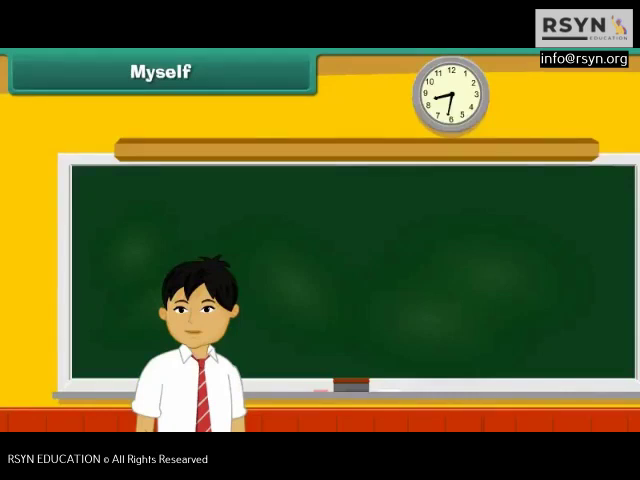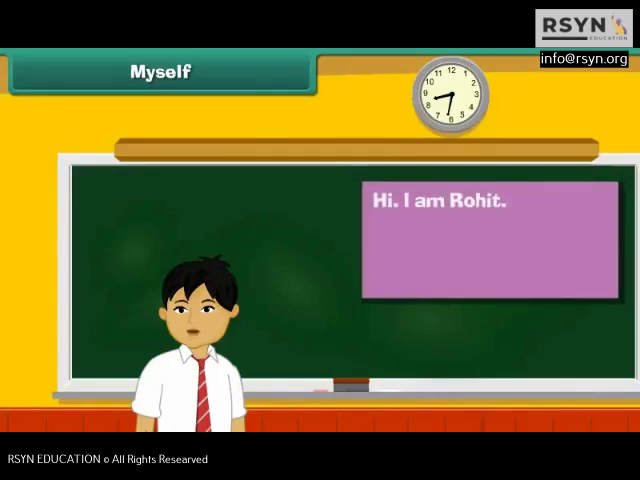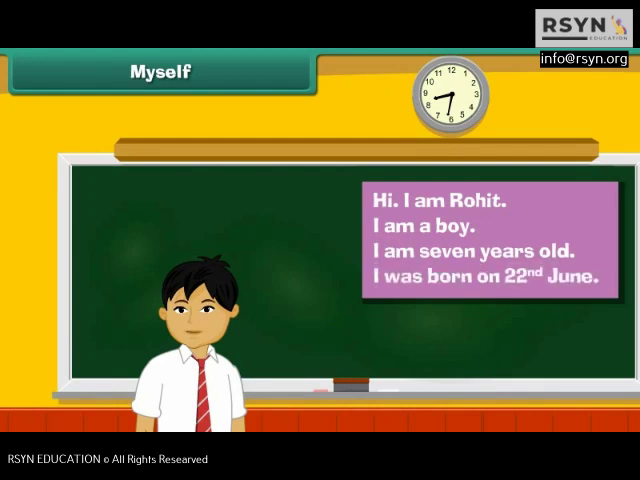Myself. Hi, I am Rohit. I am a boy. I am 7 years old. I was born on 22nd June.